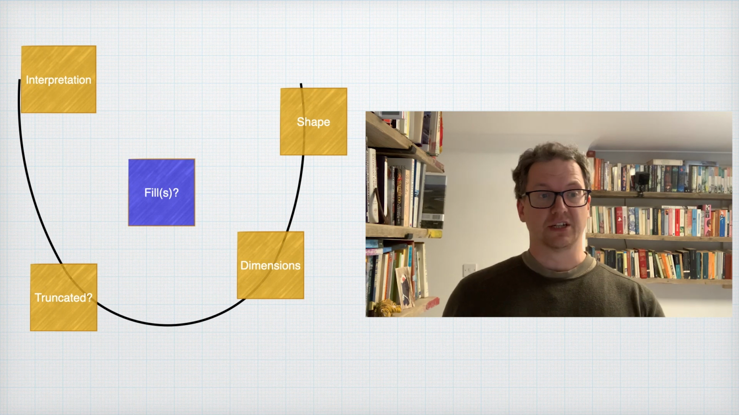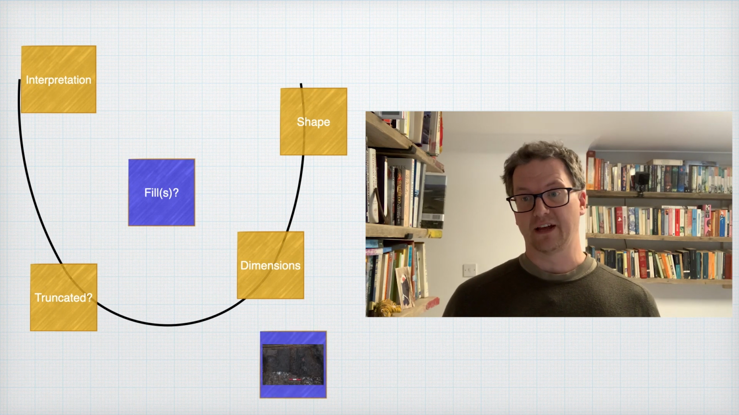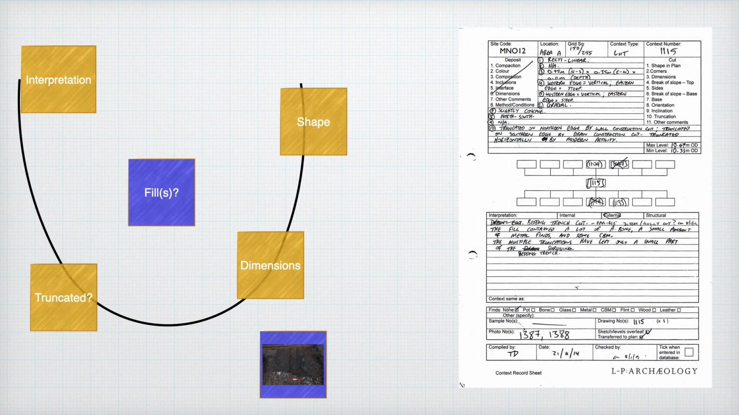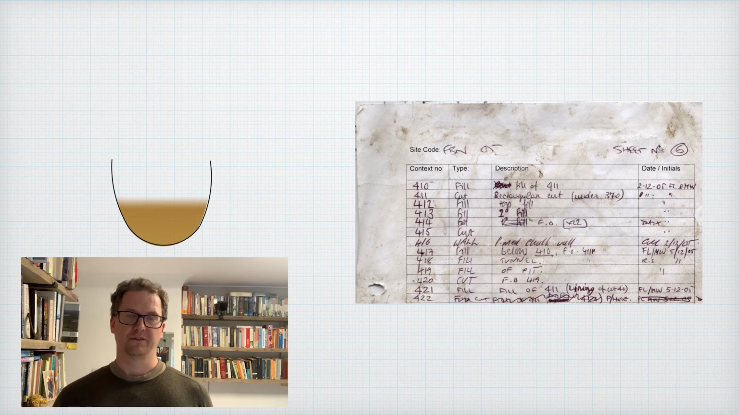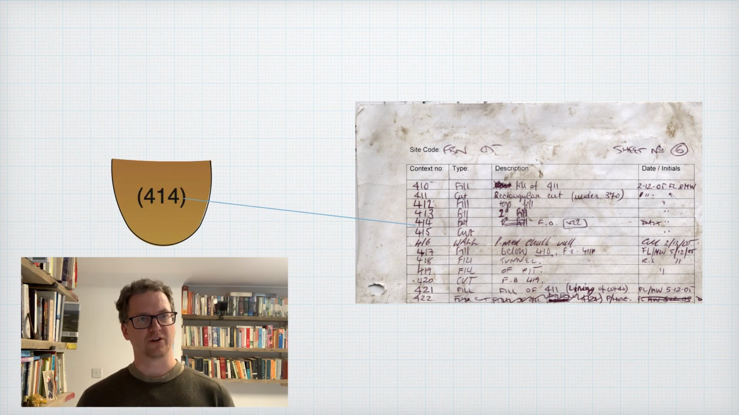So all of that information, along with other sorts of attributes and information, go onto this context sheet, this paper context sheet, just like the one you can see here. We record all of that stuff along with the interpretation and some other bits, as well as its relationship with other contexts as well. And now we do this for the cuts, but we also do it for the fills. So what was inside that cut? Except of course with fills, we have to record different things.